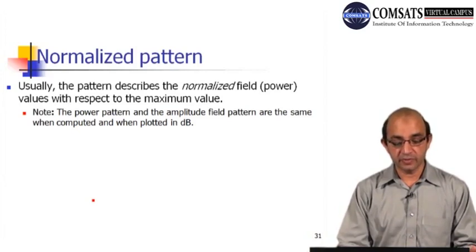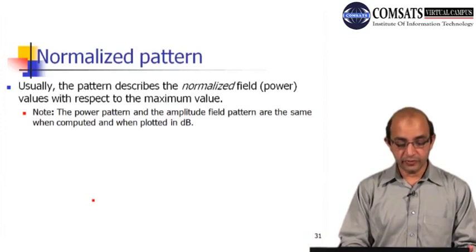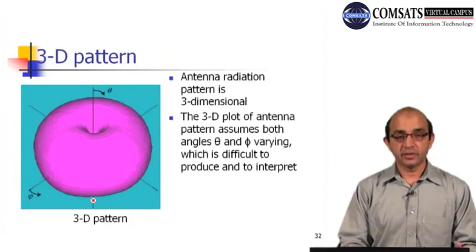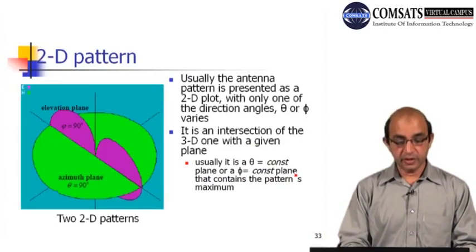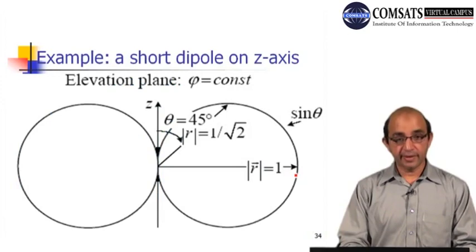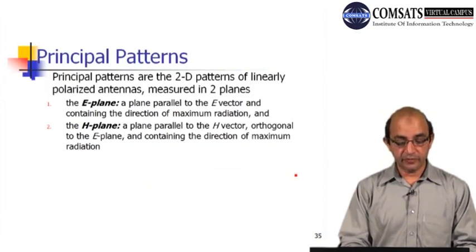and we can also have normalized radiation patterns. Usually the pattern describes the normalized field, right? So we can normalize the power. Here you can see the 3D pattern. A 3D plot of an antenna pattern assumes that both angles theta and phi are varying, which is difficult to produce and to interpret, right? So we need a 3D representation. Here we have a 2D radiation pattern, and this is the example, a short dipole on the z-axis, elevation plane, and we can also have the E plane and H plane.